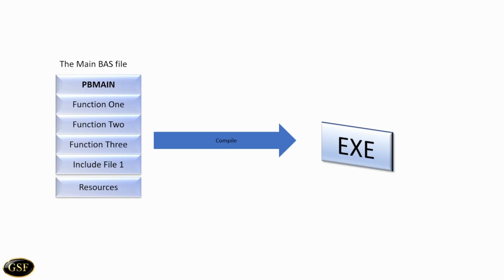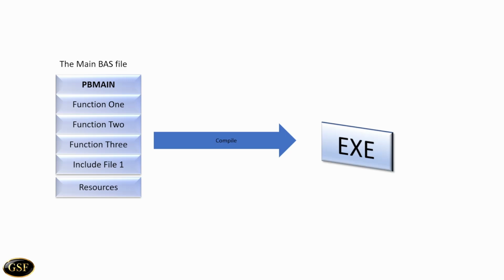In our application at the moment, we have a PBMain function. We have a number of other functions and an include file or two, plus some resources. PowerBasic at compile time will compile this down to a single executable file. This exe can then be rolled out to where our users can access it, either on their own personal computers or in a shared folder on the network.